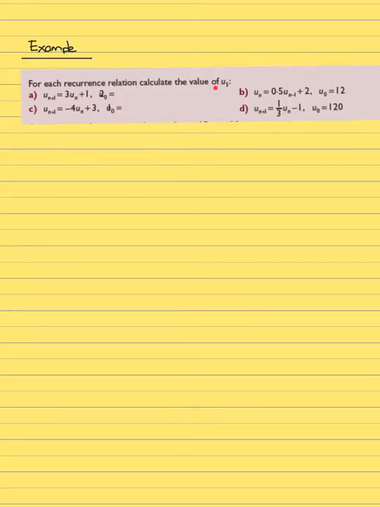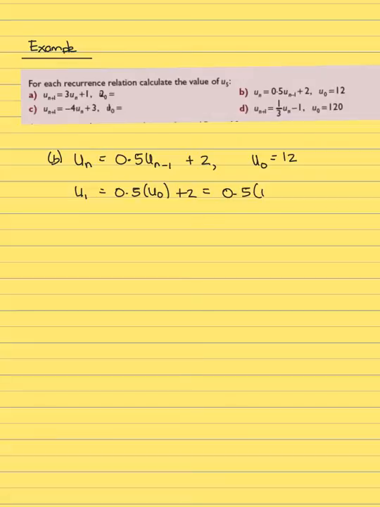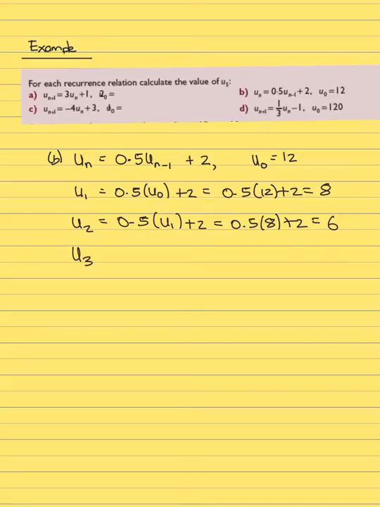Now we'll take a look at part B here. We want to find the value of u5. So in part B, the general term is 0.5 times u(n-1) plus 2, and the initial term is 12. So the first term, 0.5 times u0 plus 2, turns out to be 8. Second term, 0.5 times the first term plus 2, so that's 0.5 times 8 plus 2, so it's 4 plus 2, which is 6.